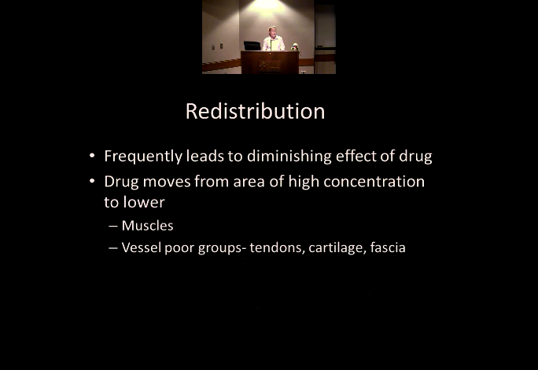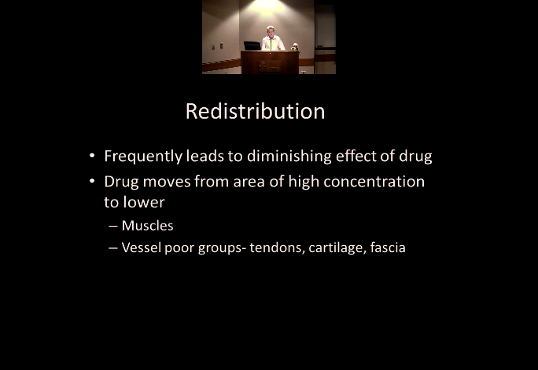So redistribution is generally what leads to a lesser effect of the med. When we give propofol, it takes somewhere between 30 and 90 seconds for it to knock someone unconscious. What causes that to quit working is that it gets circulated away from the brain. It's not that it's completely out of their system at that point, it's just getting moved away from the brain at that point. So it's going to go to the muscles and the vessel-poor groups, which are what I have here, the tendons, cartilage, and fascia, which propofol does nothing for you there, so it's not particularly useful at that point.